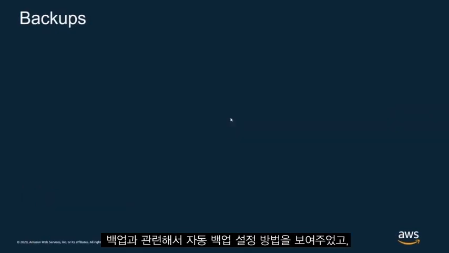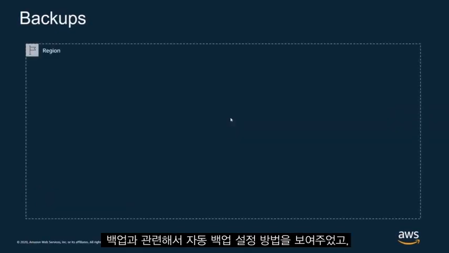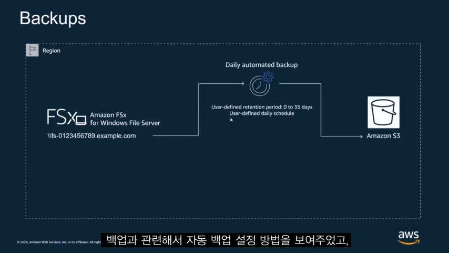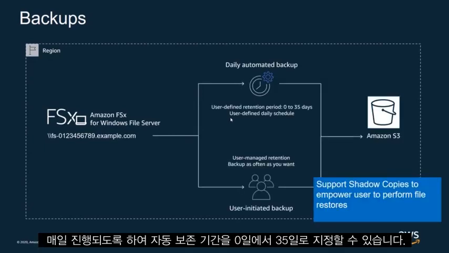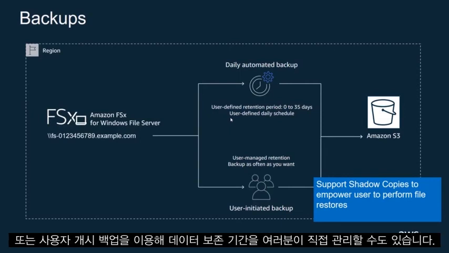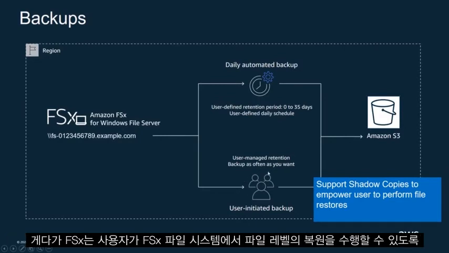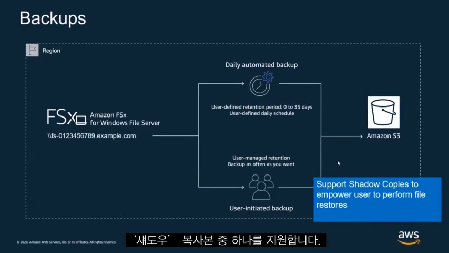In terms of backups, we demonstrated how we perform automatic backups daily, and you can specify the automatic retention period from 0 to 35 days, or you can do a user-initiated backup, and with user-initiated backups, you manage the retention on your own. In addition to that, FSx supports Windows shadow copies, which allows users to perform their own file-level restores on the FSx file system.